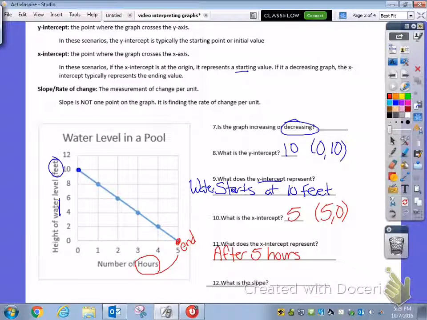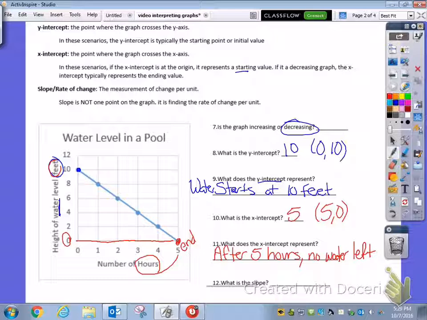Now, if that is 5, go over to the y-axis to see what that would be. That is 0 feet. So after 5 hours, there's no more water. There's no water left. So it has drained out of the pool, okay?